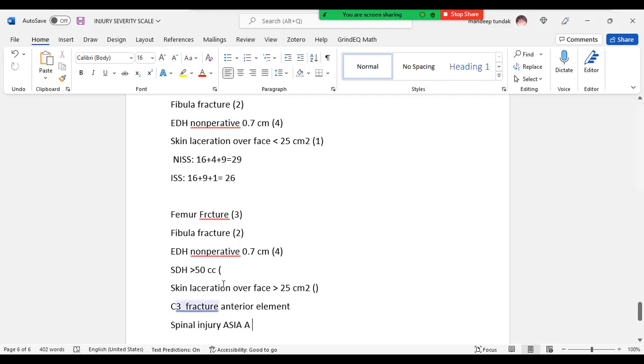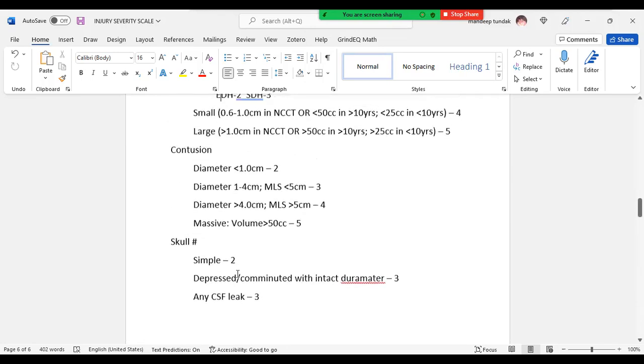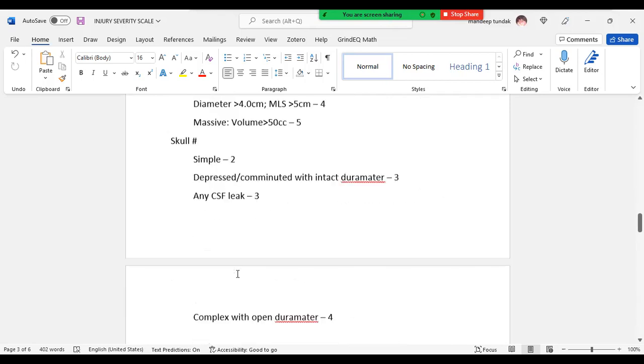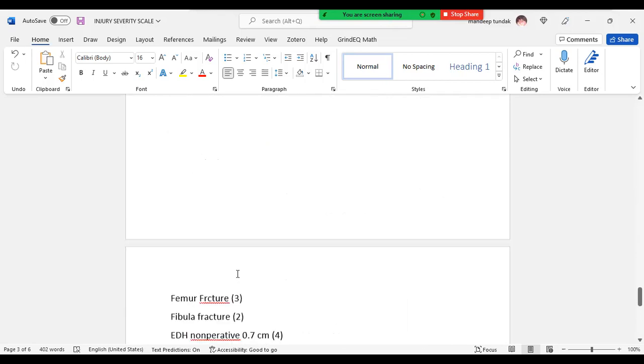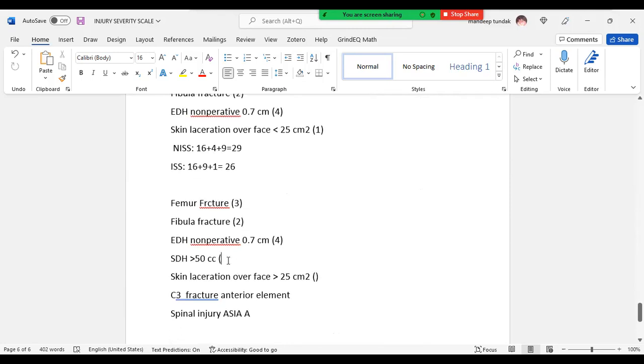Again, what will be the score for SDH? Sir, SDH it's 5. Okay, we'll just go and confirm whether it is 5 or not, because this text you will have with you. So it is 5. It is just to teach you that you should understand how you are scoring each and every injury. This is how you have to score each and every injury. Then you have to calculate the score for C3 fracture anterior element.